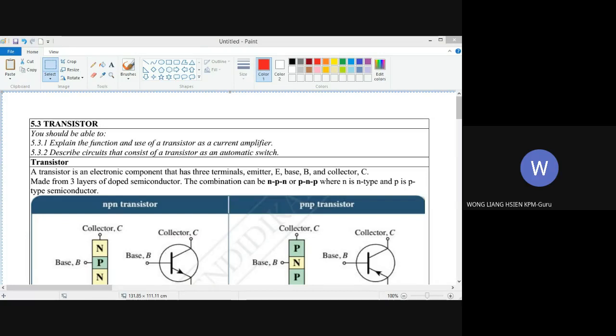Alright, so the topic today is 5, transistors.